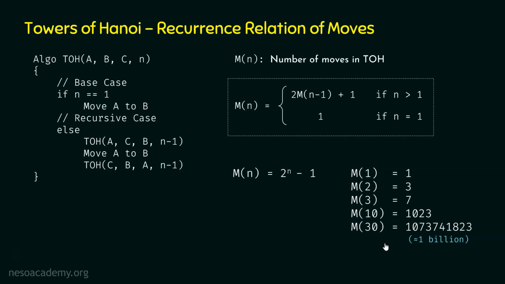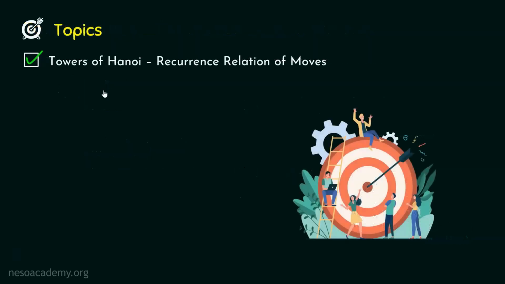So, this is the problem of Towers of Hanoi, and we also got the formula to calculate the number of moves. This is what we need to remember. The number of moves is 2 power n minus 1. And we got this formula by solving this recurrence relation through the substitution method. So we are done with this topic, Towers of Hanoi, recurrence relation of moves, and this means we are done with this lecture as well.